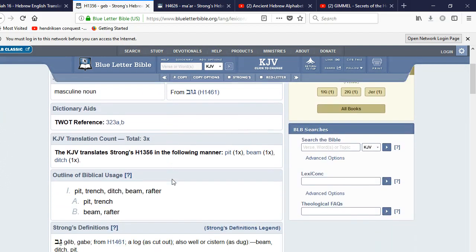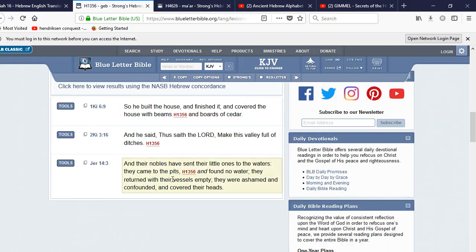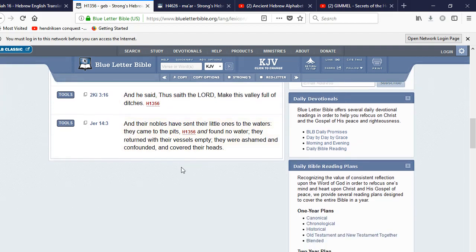The next occurrence of Gab, they try to say, is a pit, trench, ditch, beam, or rafter. This is really interesting, actually. They can't honestly prove the pits or ditches. They've got one occurrence in 2 Kings 3:16, and he said, "Thus said Yahweh, make this valley full of ditches." They can't prove that whatsoever. Full of ditches. Good grief.